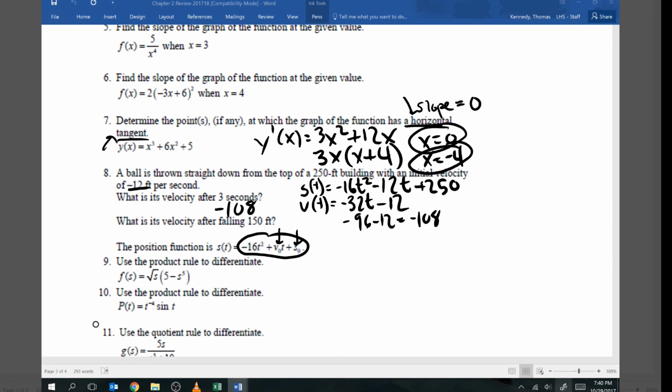What is its velocity after falling 150 feet? Well, this requires some janky math, I'm pretty sure. I'll give my best effort here to solve this. All right, so basically 150 is s of t. After falling 150 feet, I subtract 150 from 250, get 100, that's my s of t. So I get 100 equals, oh, I'm going to go off the screen. I need to erase some garbage. Oh, I just erased my good equation. Well, whatever.